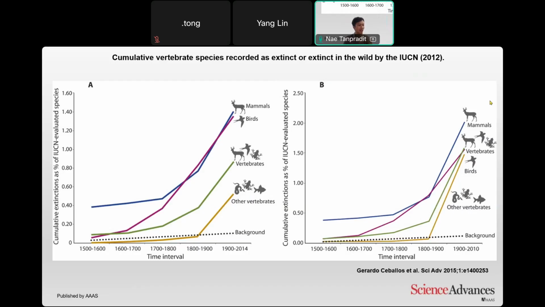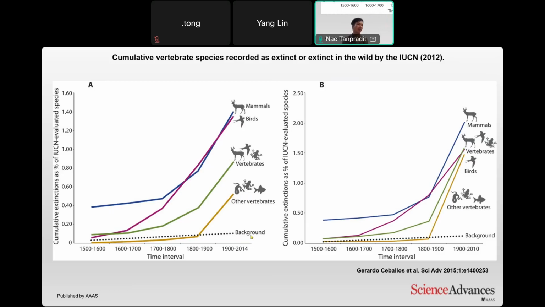Okay, and the rate of extinction keeps getting higher and higher. The rate has sharply increased. You see the rate of extinction here: cumulative extinctions as a percent of all the species that they evaluated.